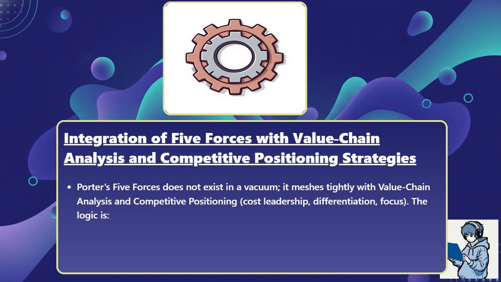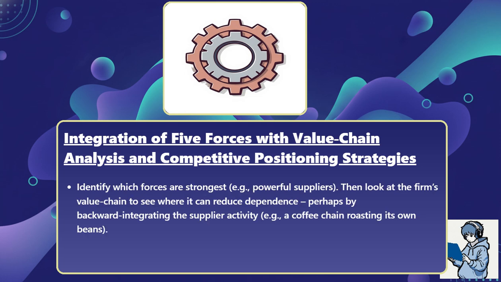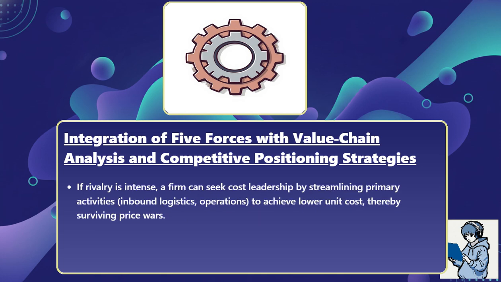It meshes tightly with value chain analysis and competitive positioning: cost leadership, differentiation, focus. The logic is: identify which forces are strongest, for example, powerful suppliers. Then look at the firm's value chain to see where it can reduce dependence, perhaps by backward integrating the supplier activity, for example, a coffee chain roasting its own beans. If rivalry is intense, a firm can seek cost leadership by streamlining primary activities, inbound logistics, operations to achieve lower unit cost, thereby surviving price wars.